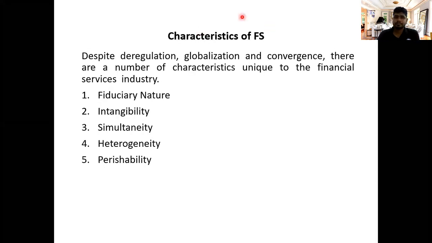And we will stop from here. We will start next week from this slide onwards. So far we have discussed the classification of financial service institutions. And next week onwards, we will discuss the characteristics of financial services.